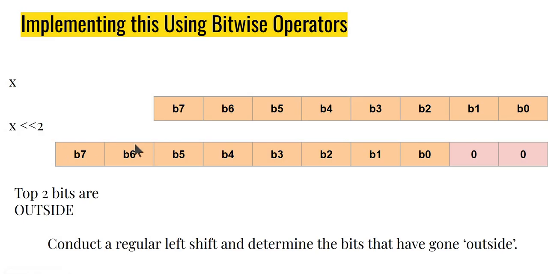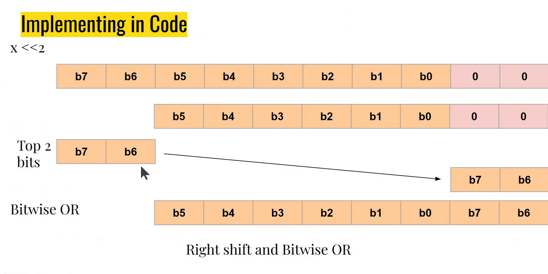So I'll determine what these 2 bits are. Having done this, I will divide my large number into 2 parts: the one which is inside the 8-bit boundary, which is this, and the 2 bits that have gone out. I'll take these 2 bits, shift them to the right side, and do a bitwise OR to bring them, for example, like this. So what I'll do is a right shift and then a bitwise OR. That's the philosophy, that's the idea we are going to work with. Let's implement this in code so that it becomes a little bit more clear.